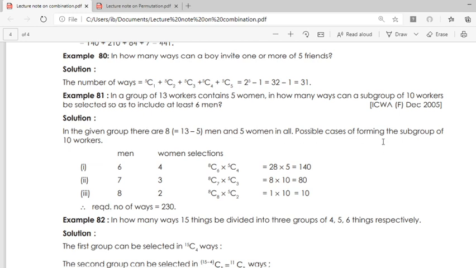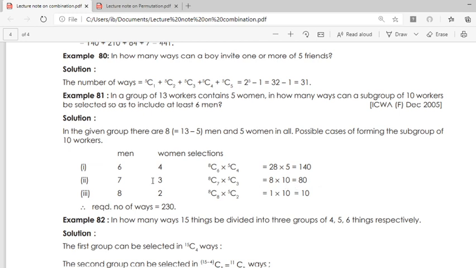Now, the possible cases you are going to have in forming 10 workers where you have at least 6 men. So you are going to have 6 men. You are going to have 3 cases. Case 1, you are going to have 6 men and 4 women in the selection. That gives you this combination. Now, case 2, I want to select 10 workers, at least 6 men. I'm going to have 7 men and 3 women. That gives me this combination.